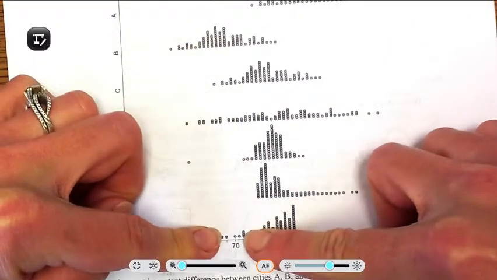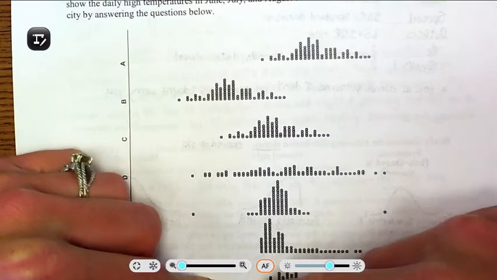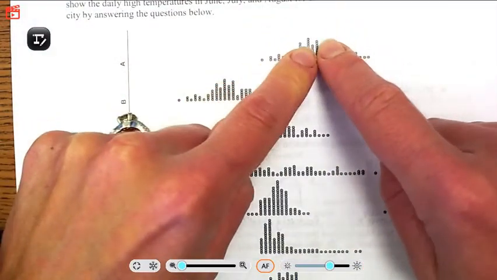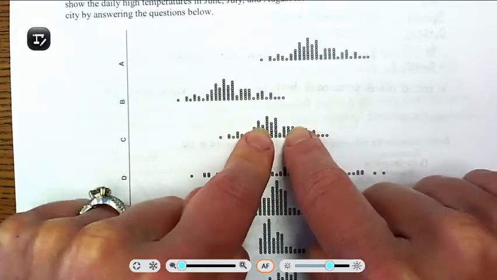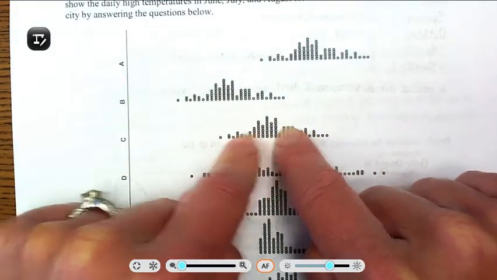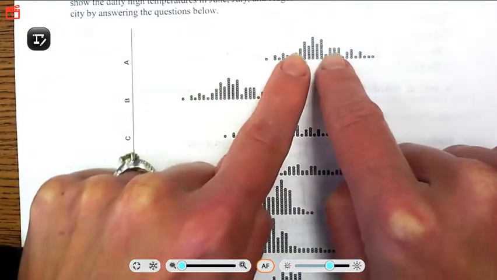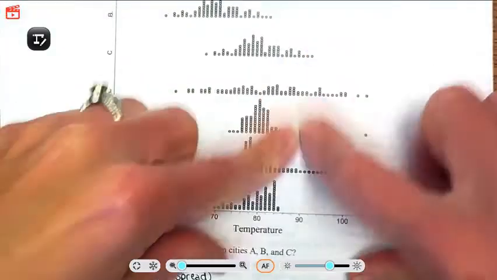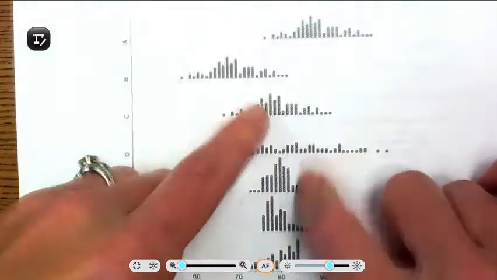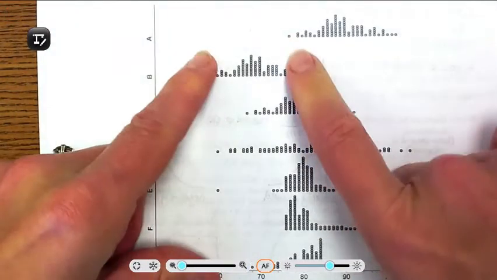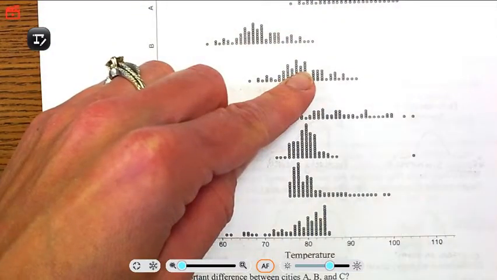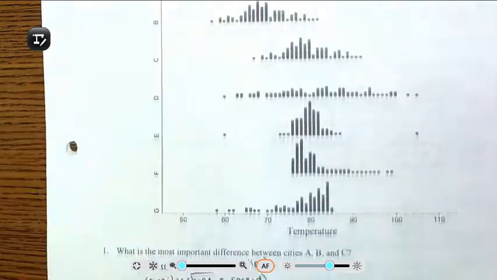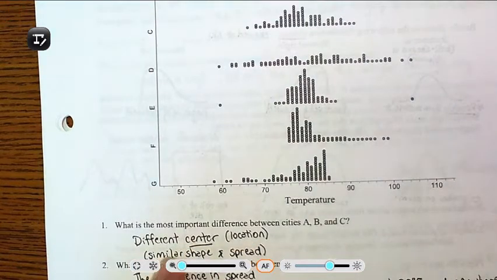If I refer to the center, and the shape and spread being the same, I'm referring to the whole thing being moved left or right: the left sides, right sides, peaks, valleys, all of it, okay? And so I could say the center of A is higher, then B is a little bit lower, and then the center of C is lower yet. So a different center or location, with similar shape and spread.